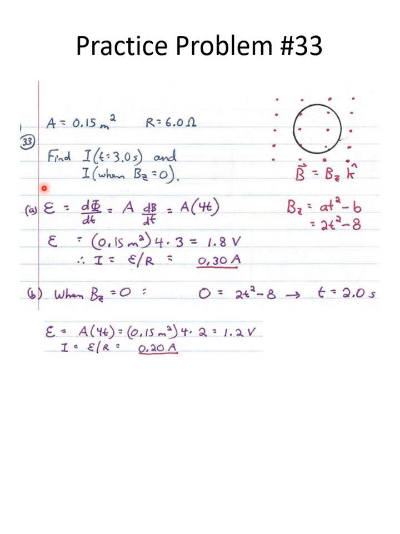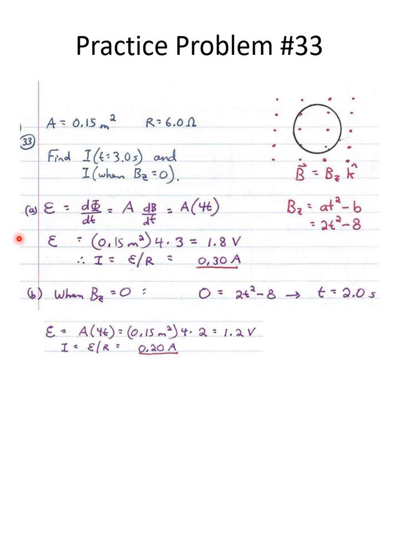Magnetic field, it says it's pointing in the Z direction, and so we can say magnetic field is BZ times K hat. It also says that BZ is At squared minus little b, and that is 2t squared minus 8. All right, so let's figure all this out. Let's look at part A.